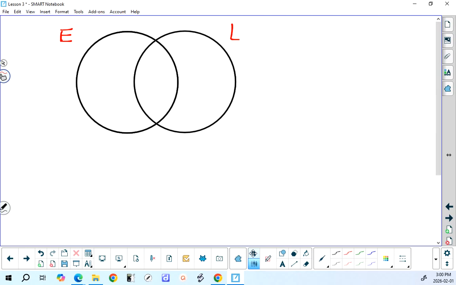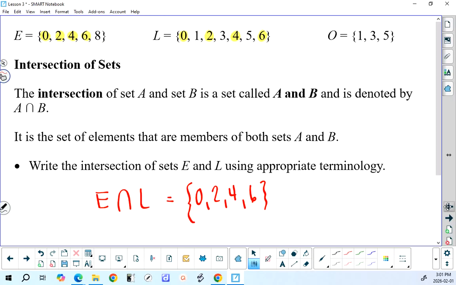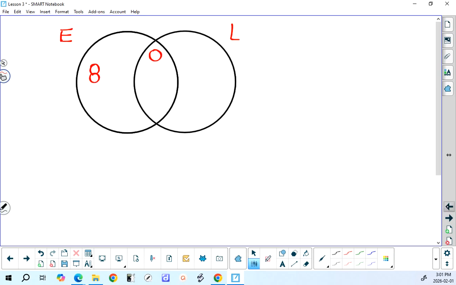And if I start putting the elements in each of the sets, remember E was even, so that was 2, 4, 6, and 8, and also 0. I can put the 8 here, but when I write down the 0, I'm going to put it in this overlap. And the reason is 0 is an element of E and an element of L. Don't forget, the intersection was 0, 2, 4, and 6 because those elements are common to both sets. So I can put a 2 here, a 4 here, and a 6 here.